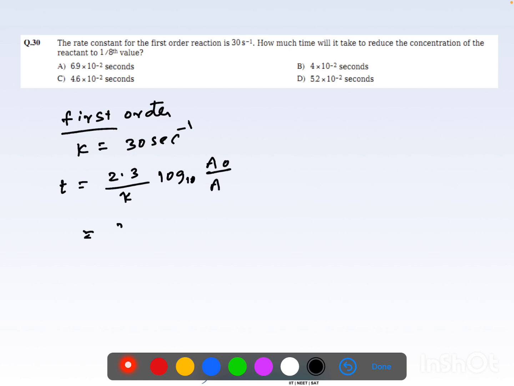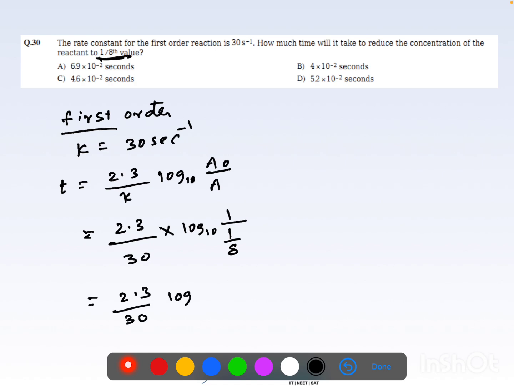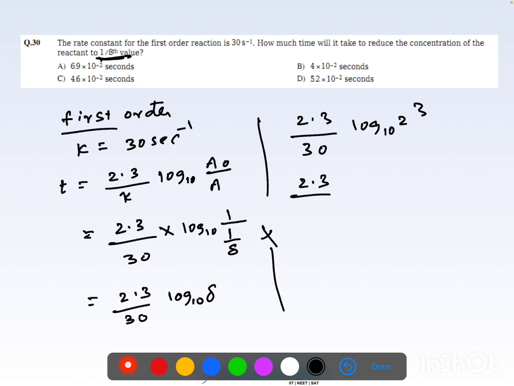So here K value is given as 2.3 divided by 30 into log base 10. Initial concentration, if it is 1, the final concentration is 1 by 8th. So this will be 2.3 divided by 30 log base 10 of 8. Now this can be further simplified to 2.3 divided by 30 log base 10 of 2 to the power 3. So this is again 2.3 divided by 30 into 3 into 0.3. So this is 2.3 divided by 30 into 0.9.